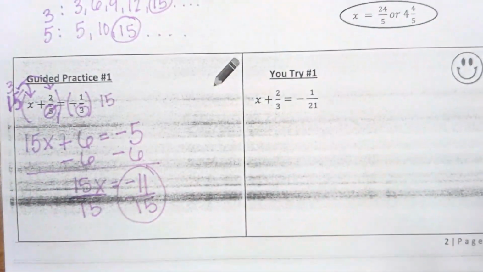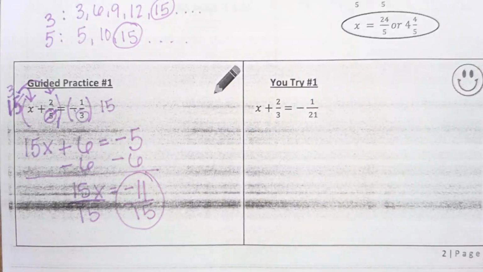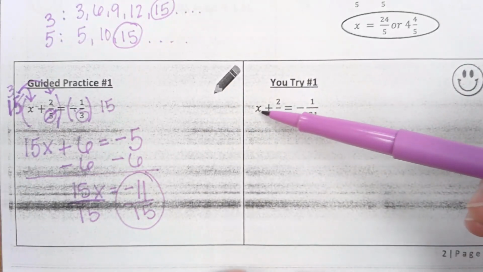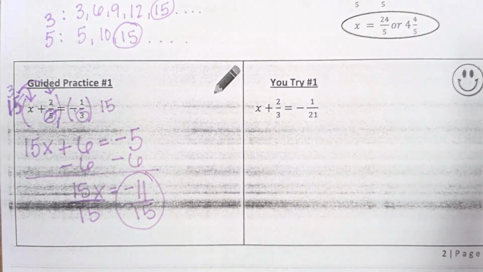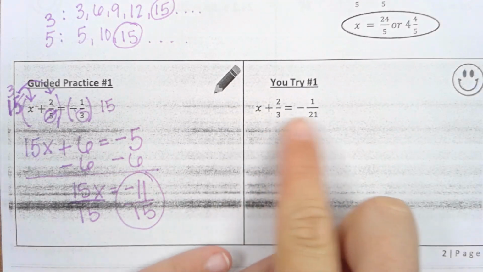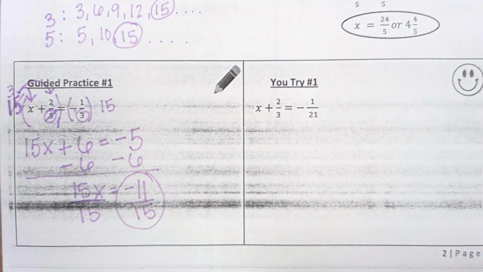Okay, so let's try one more before we move on to decimals. So here we have x plus 2/3 equals negative 1/21. Again, if you're trying to get rid of the fractions, the first thing that you guys need to do is look at your denominators and find the least common multiple.